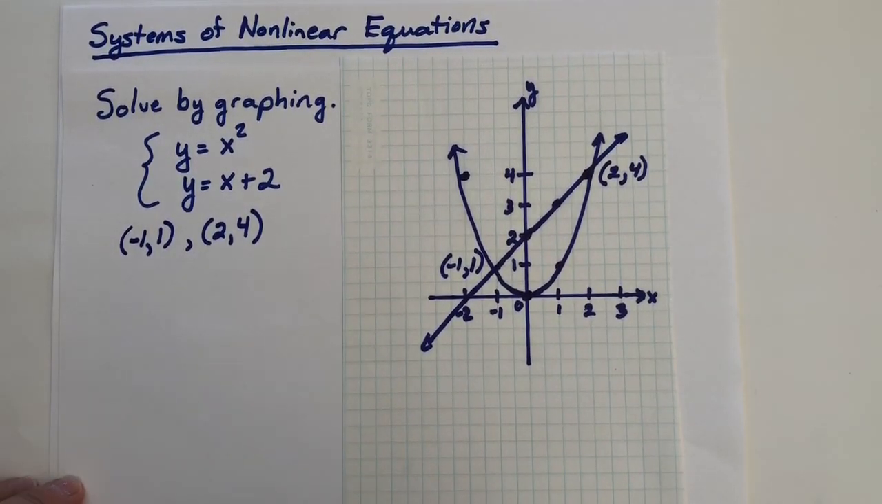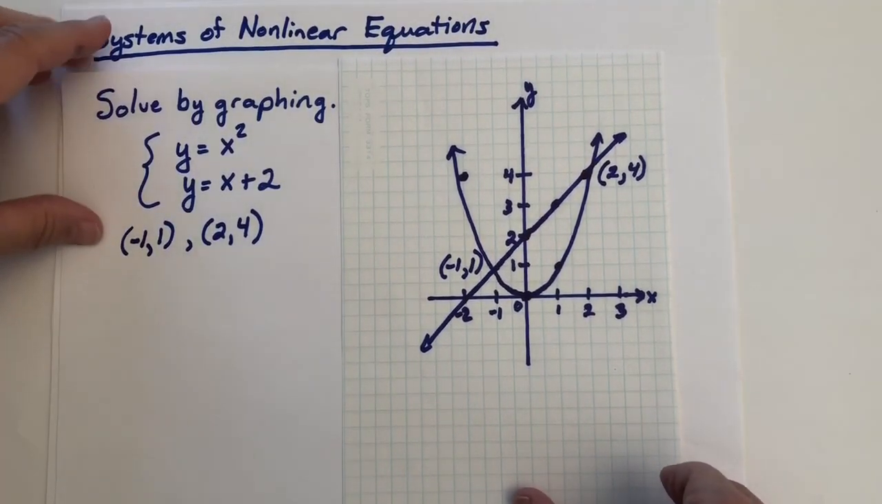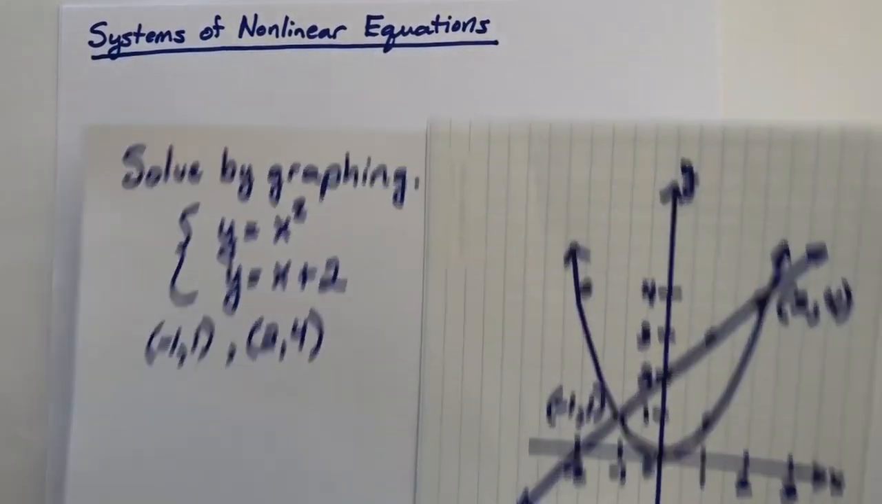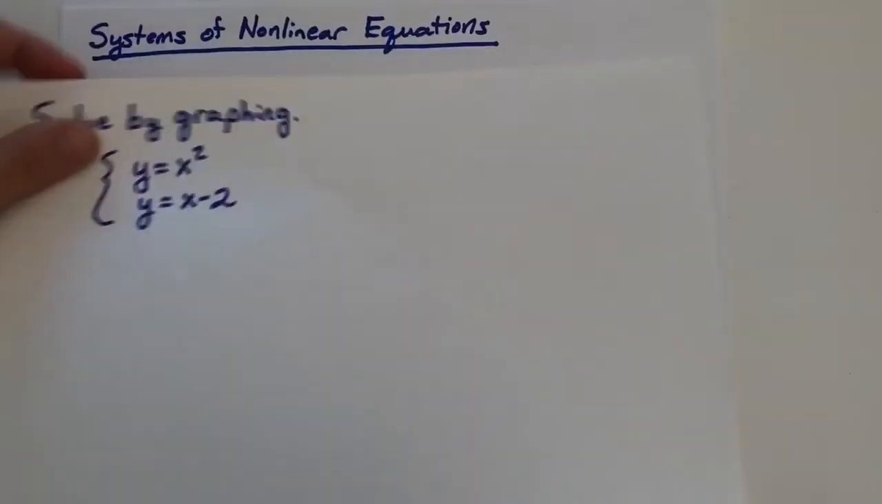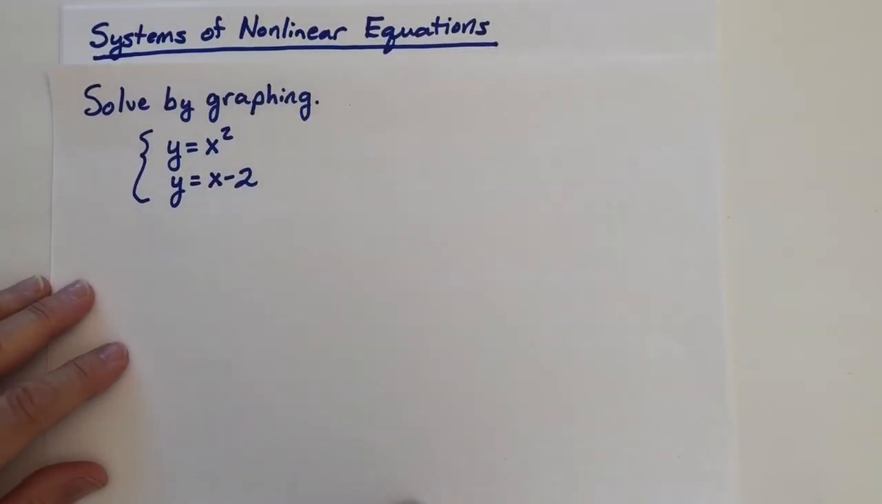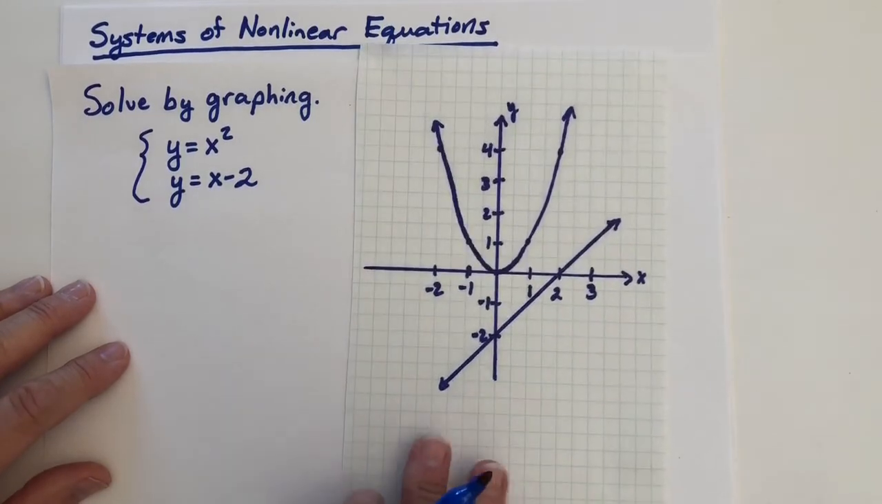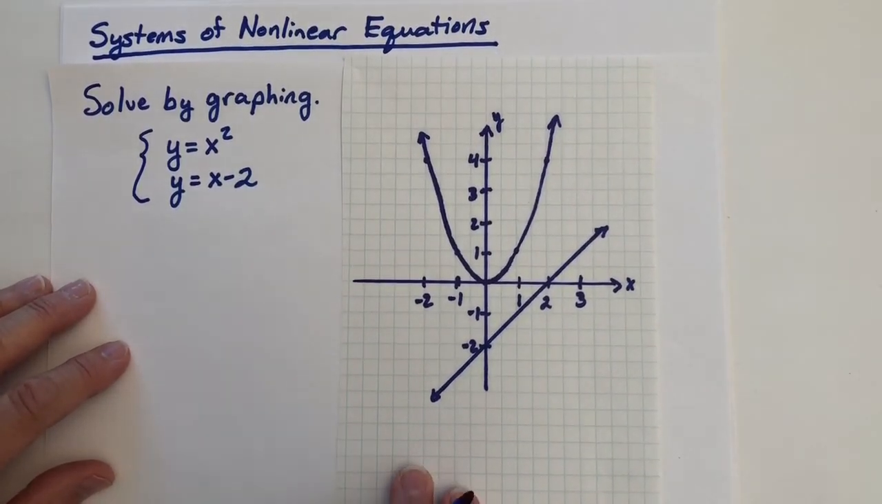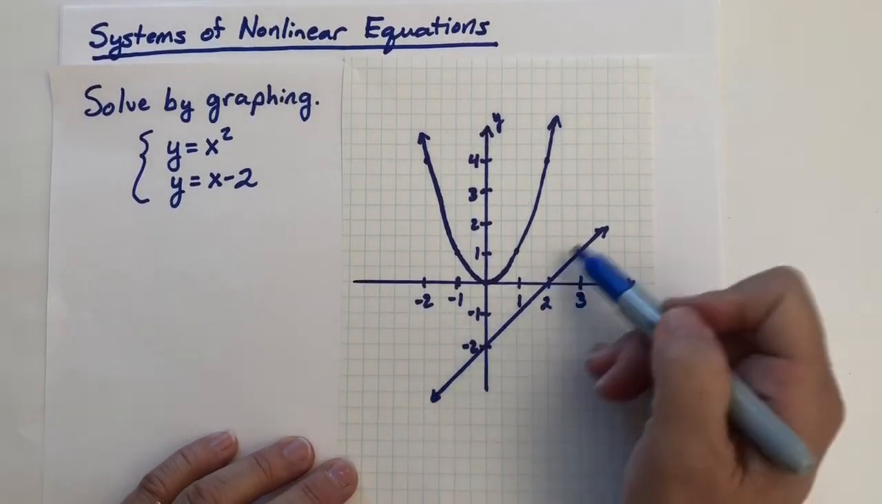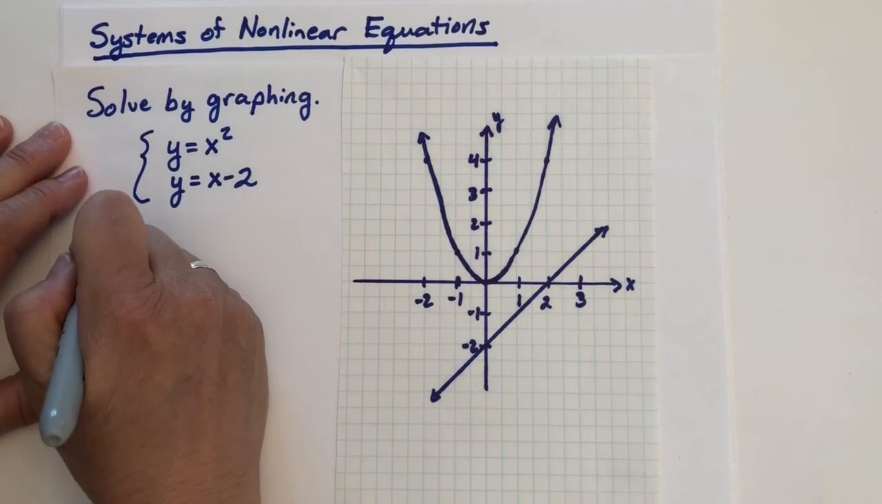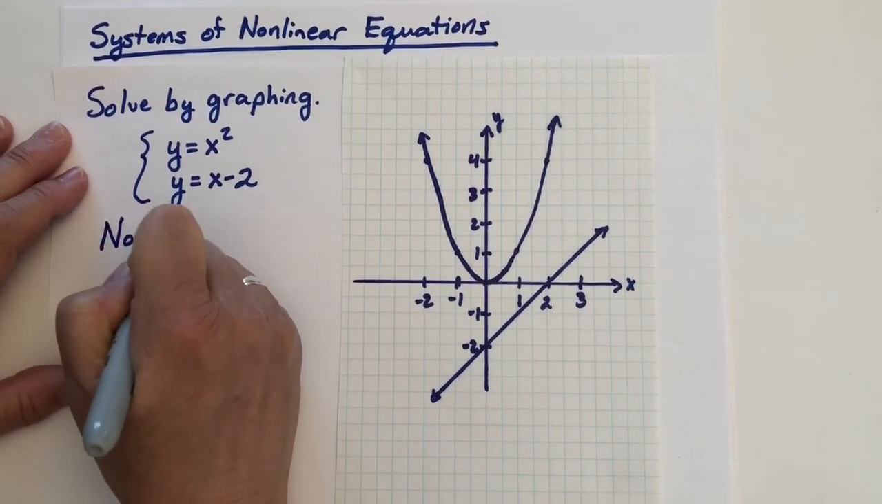Let's look at a very similar equation that gets a different result. I just changed the linear equation. Let's look at this: y equals x squared and y equals x minus 2. Now instead of the y-intercept being positive 2, it's negative 2. And I have already taken the time to do the graphing. And notice what you see here, that they don't intersect at all. So we would say that there is no solution to this problem.